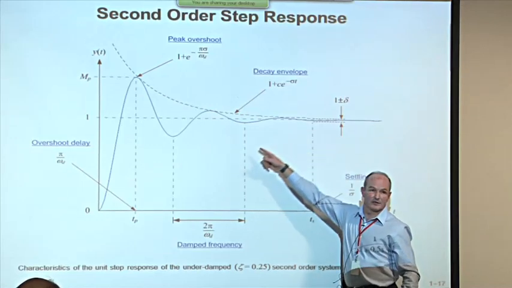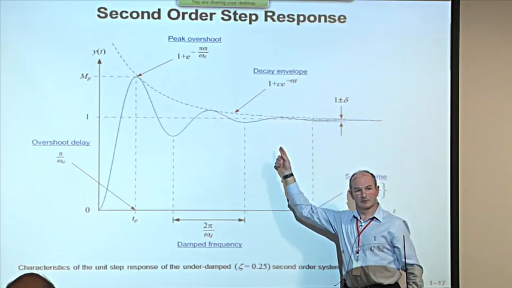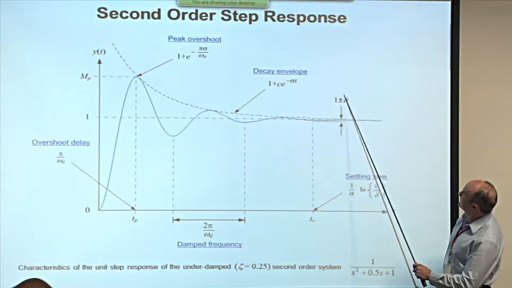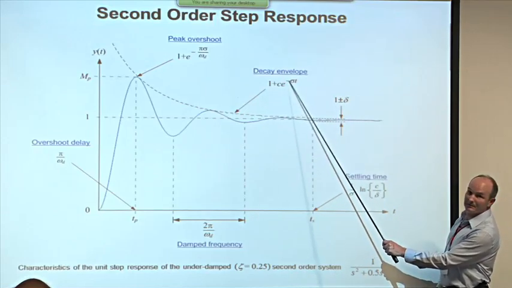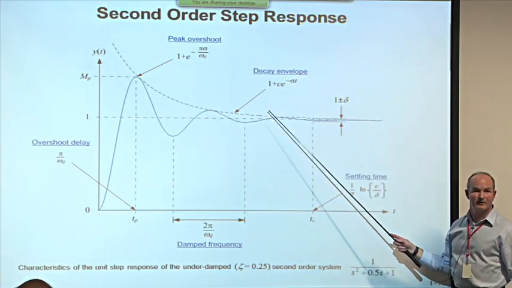You may, of course, have got there up to one oscillation period before that, but you're guaranteed to be there. Now, the time, therefore, is found by equating this, 1 plus or minus delta, which is our error band, with 1 plus c times e to the minus sigma t, which is the equation for the decay envelope.